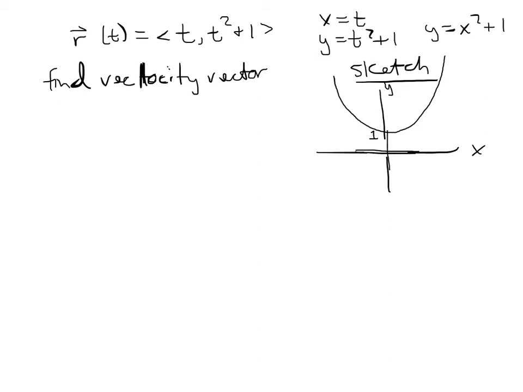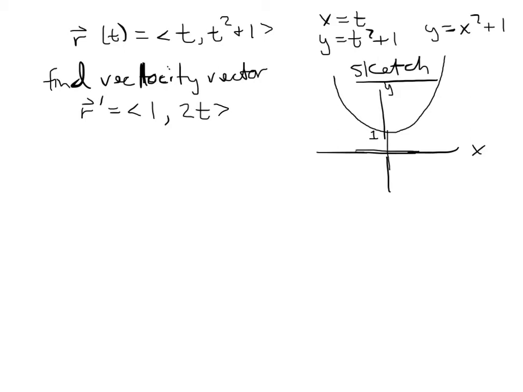So the velocity vector, pretty easy to find. Just take the derivative. So derivative of t is 1. We're just doing this component-wise. Derivative of the y component: derivative of t squared is 2t, and derivative of 1 is 0. Okay, so there's my velocity. This is the velocity vector here, this 1 and then 2t.